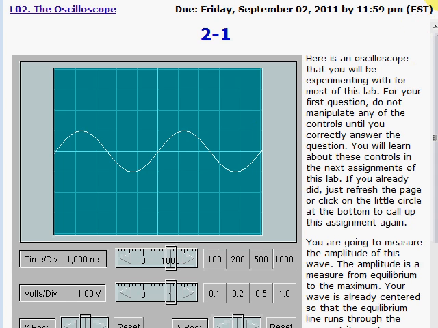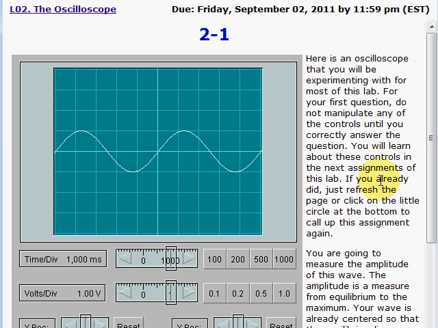Doc here with part 2 of our review for the first lab exam. Looking at your review sheet, Lab 2, which you can open up as a PDF file online.